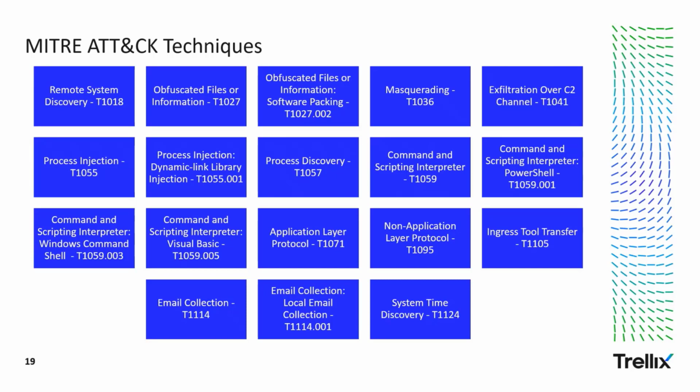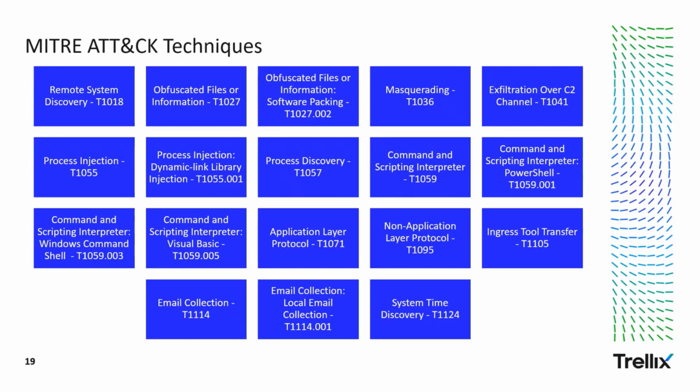The next technique we see is masquerading, technique 1036. Here, adversaries may attempt to manipulate features of their artifacts to make them appear legitimate or benign to users and/or security tools. Masquerading occurs when the name or location of an object, legitimate or malicious, is manipulated or abused for the sake of evading defense and observation.